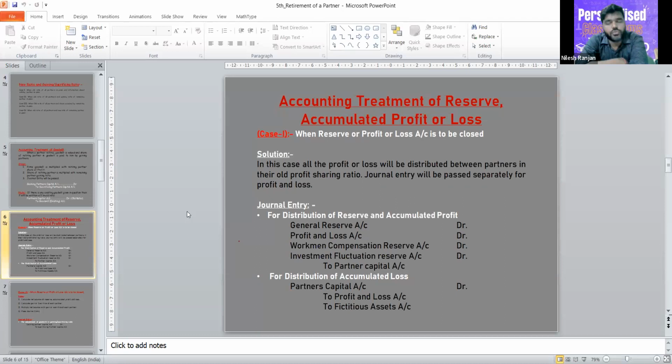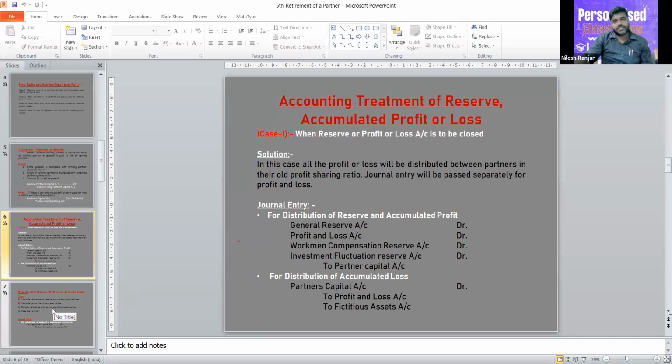So you have to understand this. Whenever you want to close an account, you have to see on which side balance is shown, or on which side balance will be. And then we have to write the amount on the opposite side so that it will be closed. So general reserve, profit and loss, workman compensation reserve, investment fluctuation reserve all have credit balance. So in this journal entry, these all are written on the debit side so that the account will be closed.